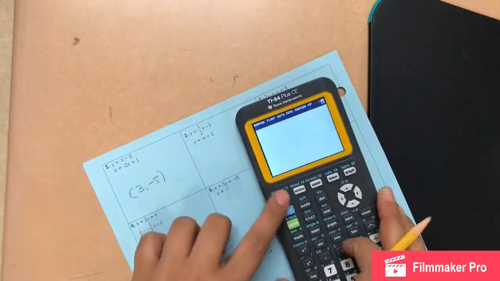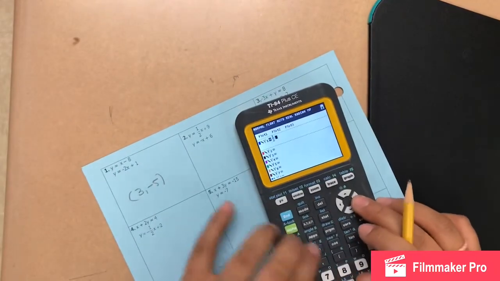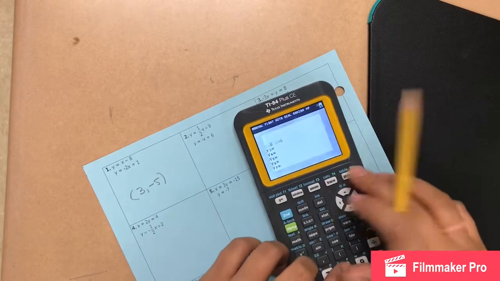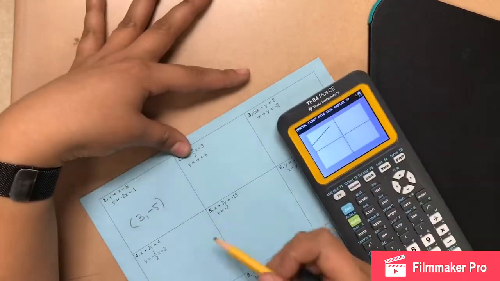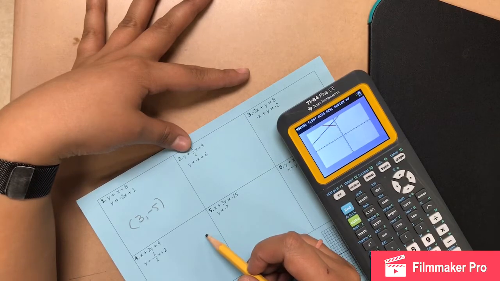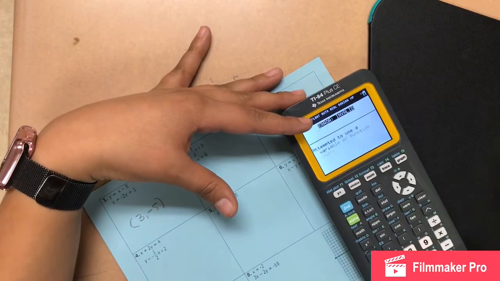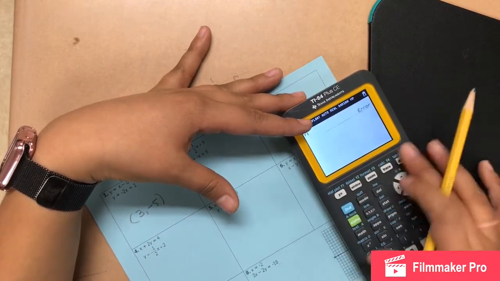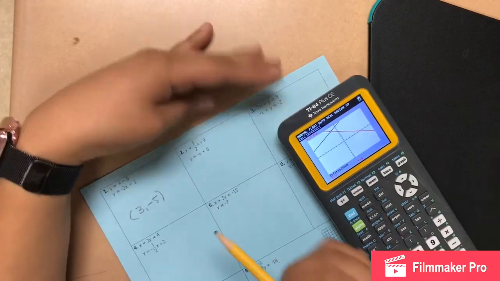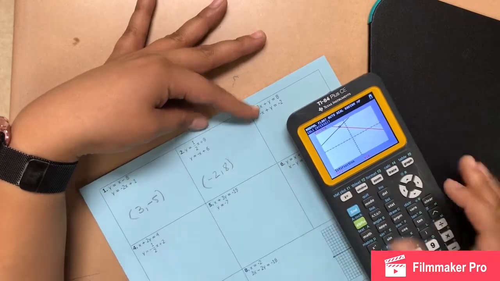Number 2 is already in slope-intercept form, so we go ahead and graph it. 1 over 2x plus 9, and negative x plus 6. Okay, there's my blue line. Here comes my red, and I do see where they intersect, so I do second, trace, 5, enter, enter, enter. It says the word intersection. My intersection point is negative 2, positive 8.